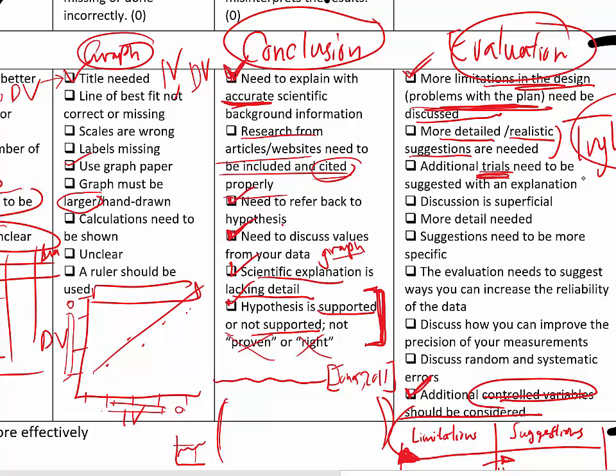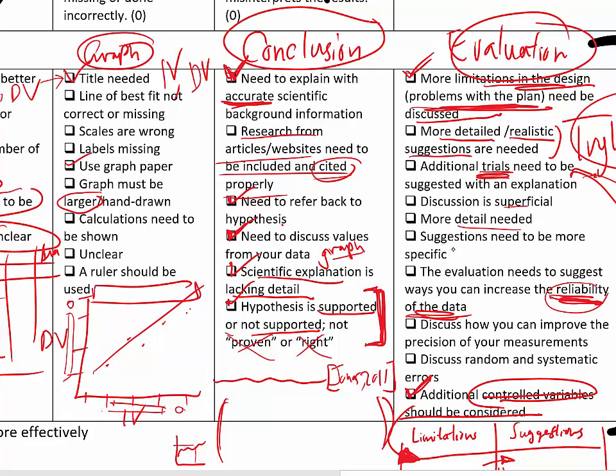Why? Because that's going to help with improving the precision and reliability of the data. So the evaluation needs to suggest ways you can increase the reliability of the data. If you only did the trial once, that's not going to be very reliable. So doing additional trials is going to help that.